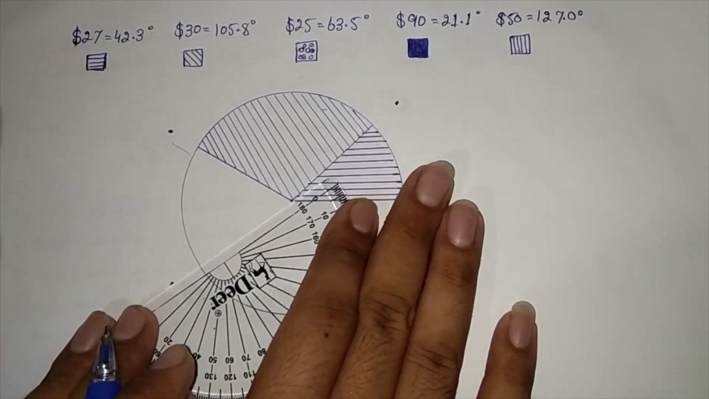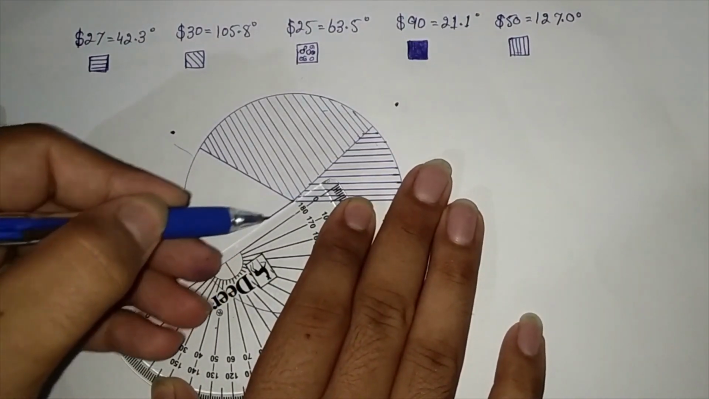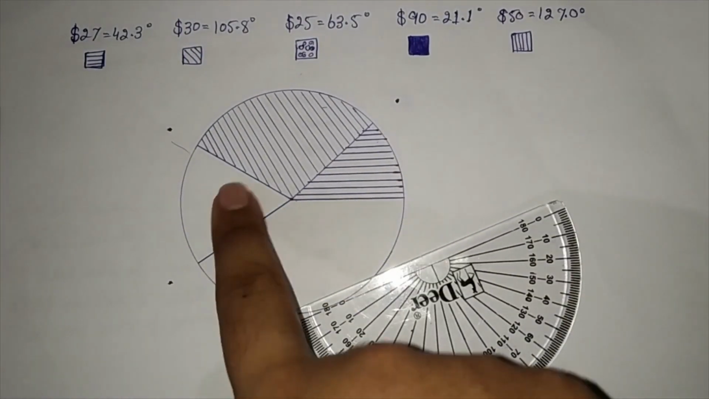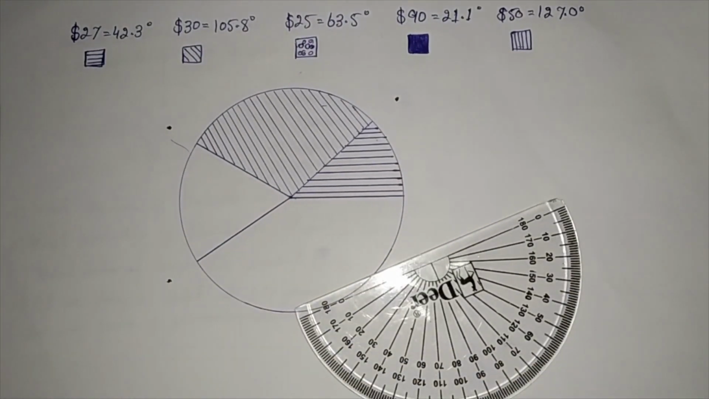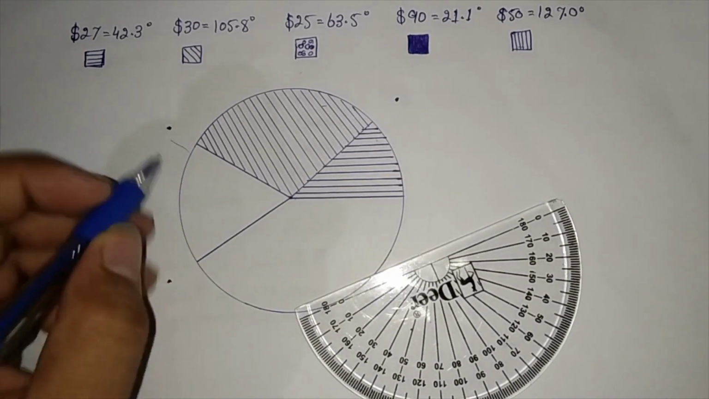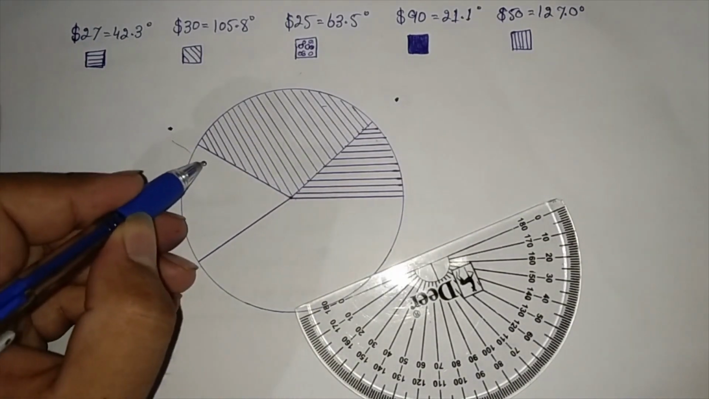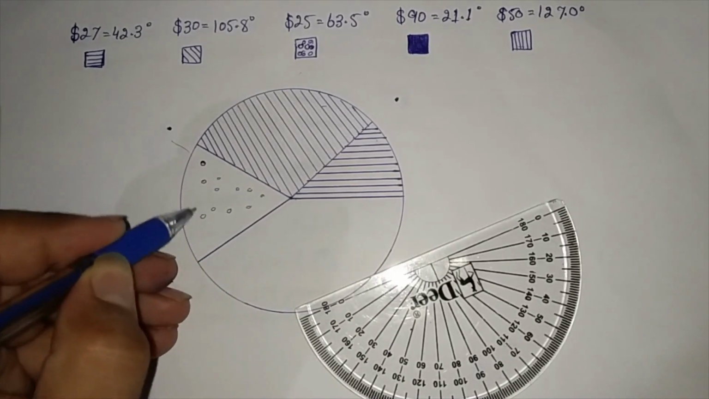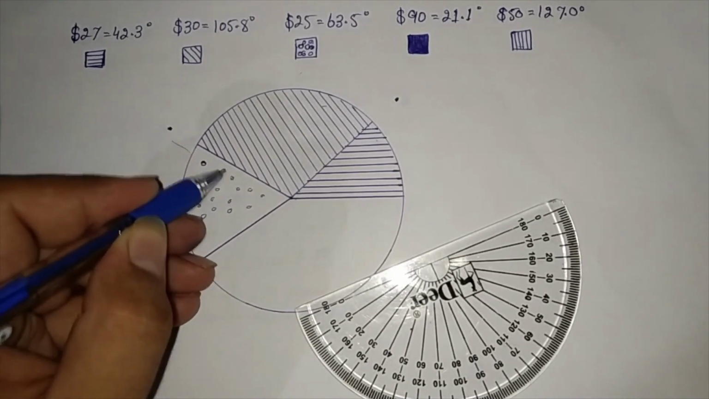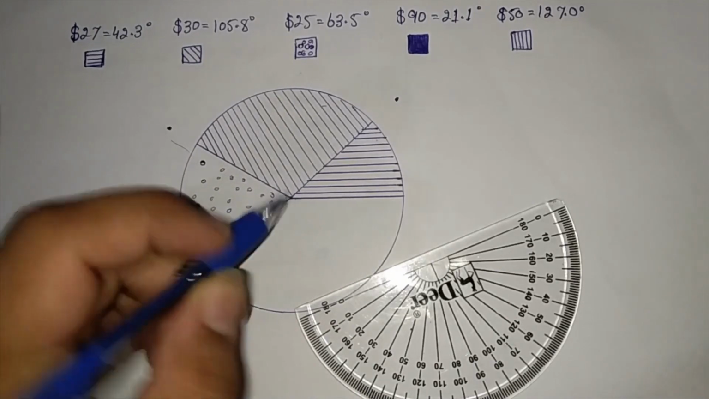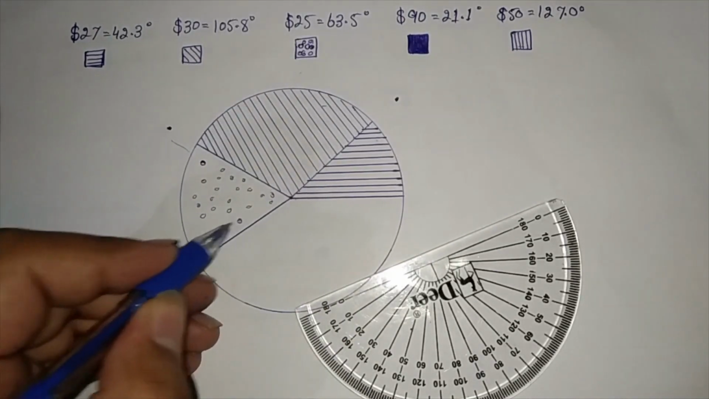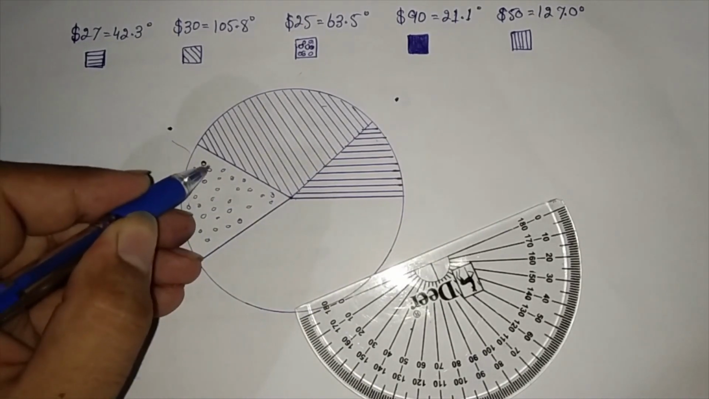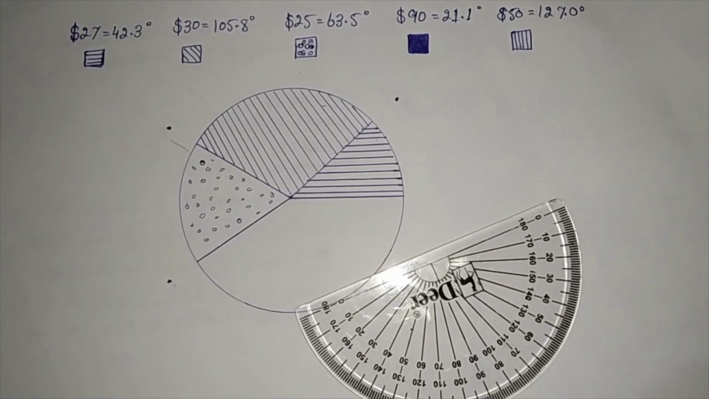Now we will draw a line from the center to the circumference of the circle. Here we have 64 degrees, and we will draw lines to show that this slice belongs to this one category. All right, that's enough.